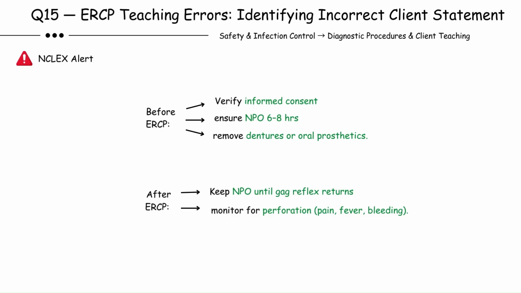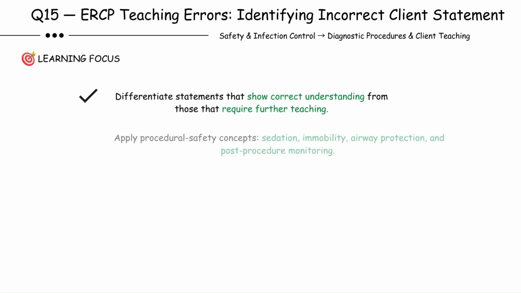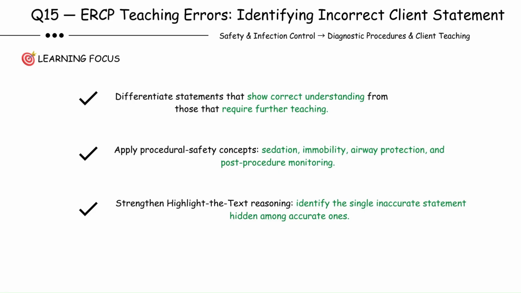And here's the key takeaway from this question. For endoscopic procedures like ERCP, client teaching must emphasize staying still, airway protection, and post-procedure monitoring for complications. If a client believes they can move around during the procedure, that's a big red flag and a teaching priority. Questions like this on the NCLEX test whether you can pick out one unsafe statement hidden among several correct ones, a core clinical judgment skill. Let's move on to the next question and keep sharpening your procedure safety reasoning.